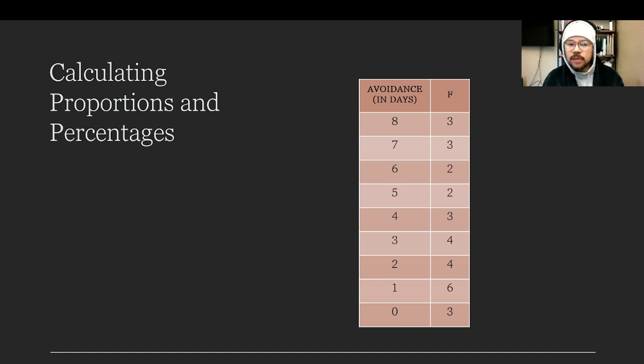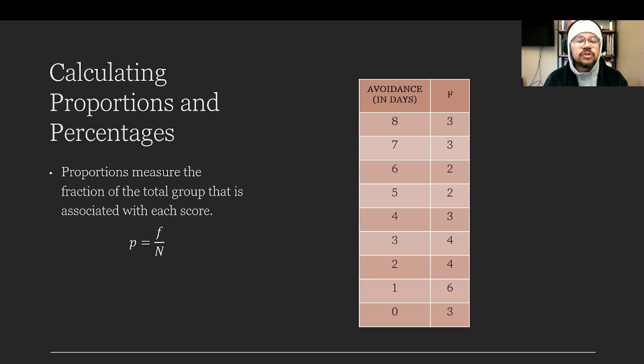So we have the same table. We have avoidance in number of days. We have frequency. I'm introducing you all to two additional concepts here. We're calculating proportions and percentages. We start with proportions. A definition for proportions is that it is the measure of the fraction of the total group that is associated with each particular score. So you apply this formula, P equals F divided by N, to each of these individual rows of data.